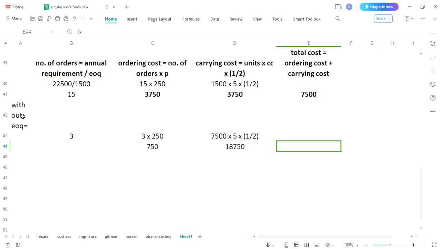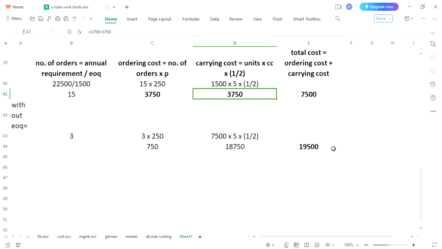In second case, when you are not following your economic order quantity, your ordering cost was 750, and then you need to add your carrying cost, which is 18,750. So both will be added, with which we can conclude our total cost when we are not following economic order quantity. So second statement has also been completed.